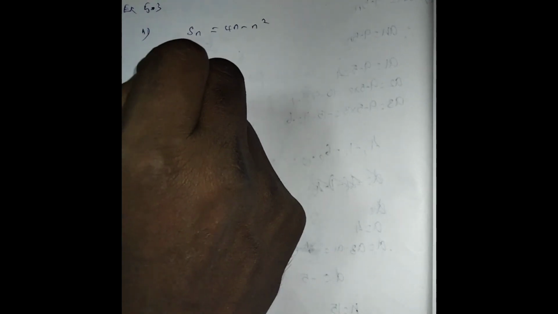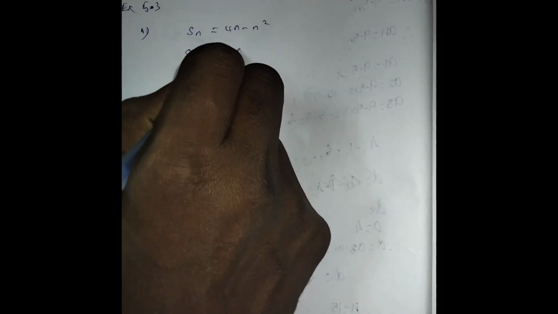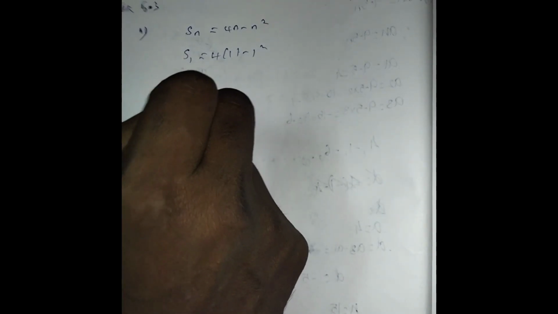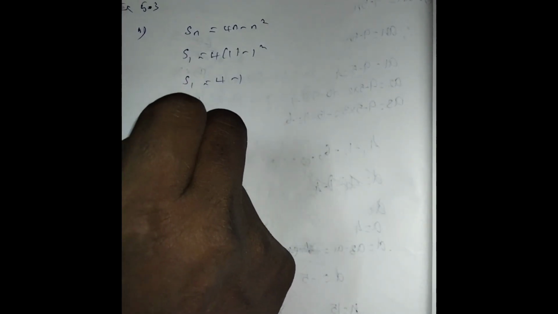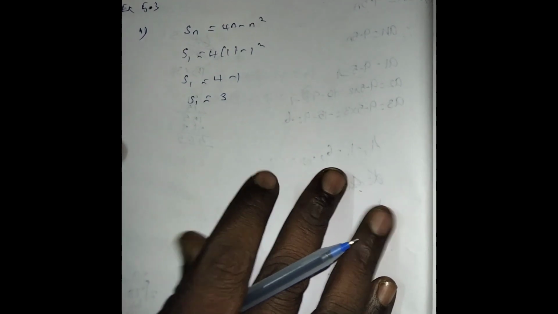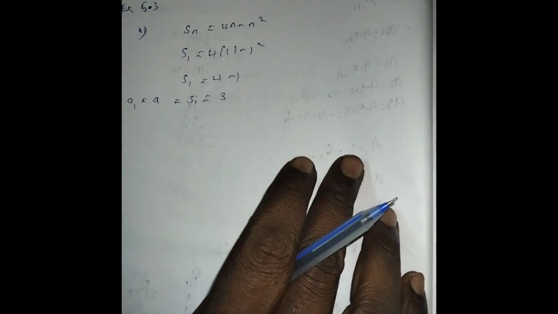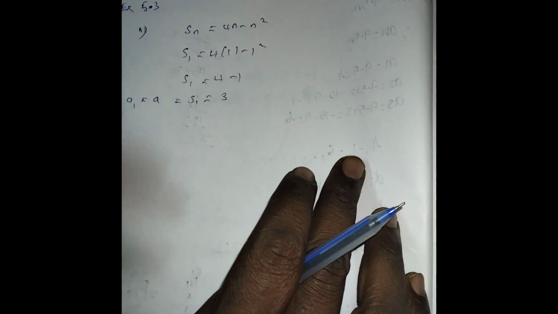Then you want to find S1. What do you mean by S1? Wherever n is, substitute 1. So 4 into 1 minus 1 squared, then S1 becomes 4 minus 1, S1 equals 3. The value of S1 equals 3. S1 means the sum of the first term, one term alone. We take it as A, you can say A1 also. So A1, A or S1, everything is the same.